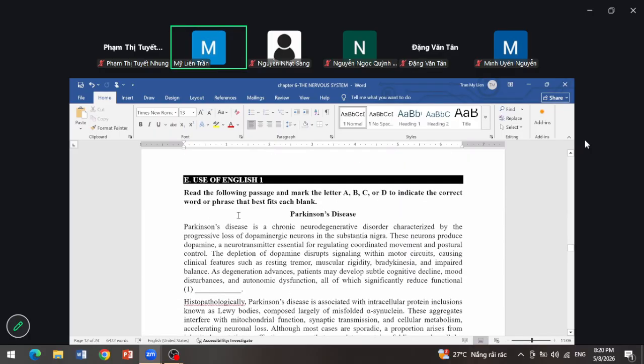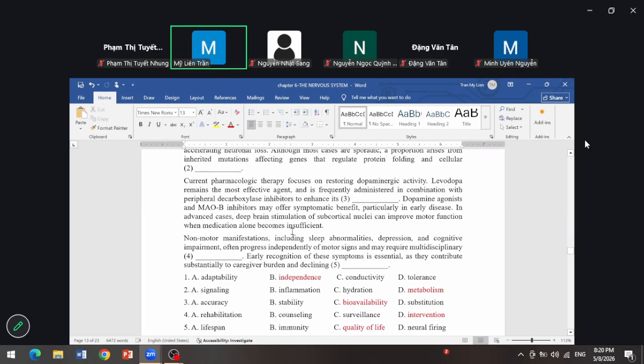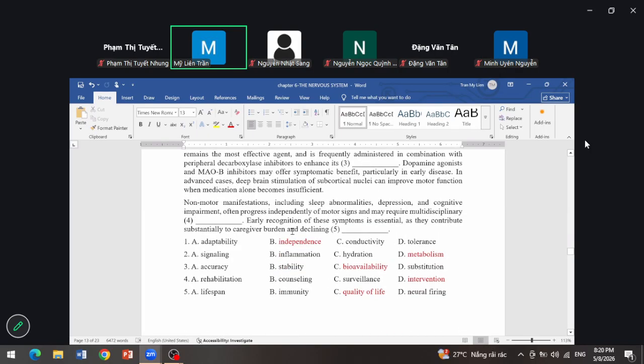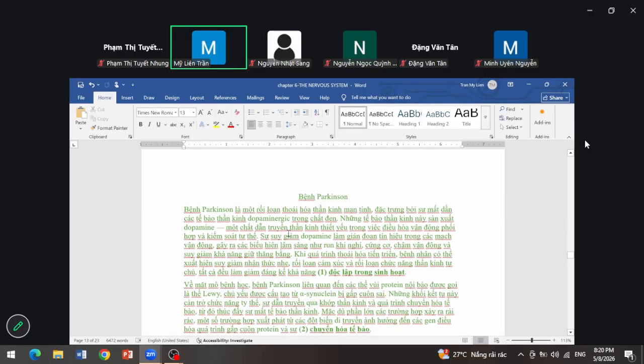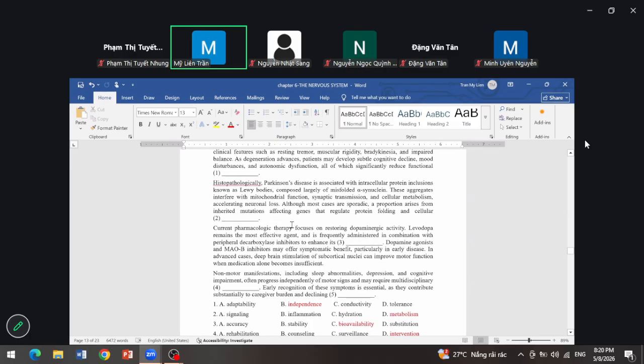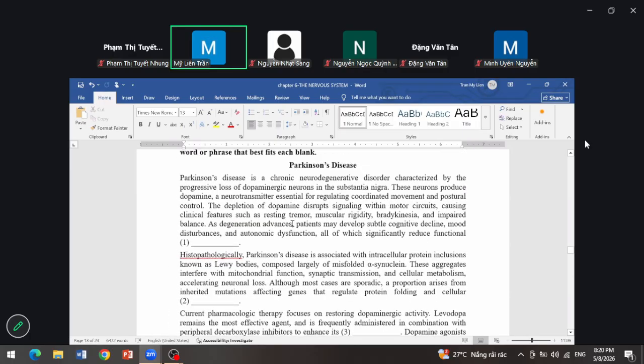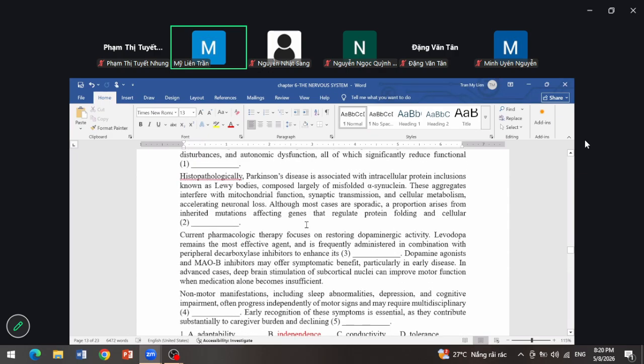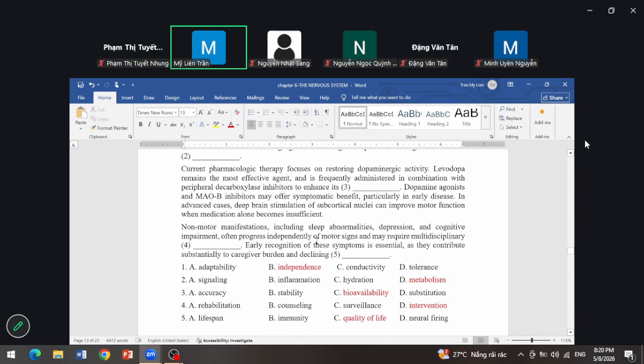Let's move to part E. Parkinson's disease. What questions? Okay. Parkinson's disease, question 1 to 5. And here's the answer.